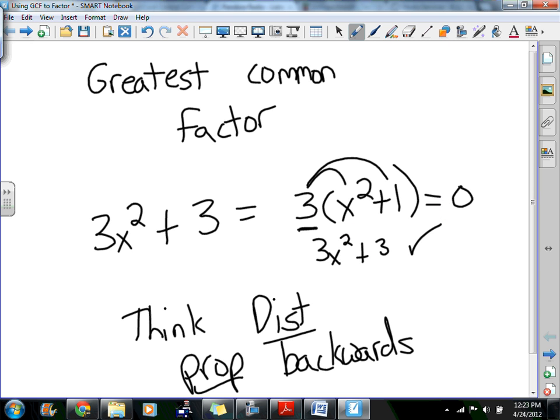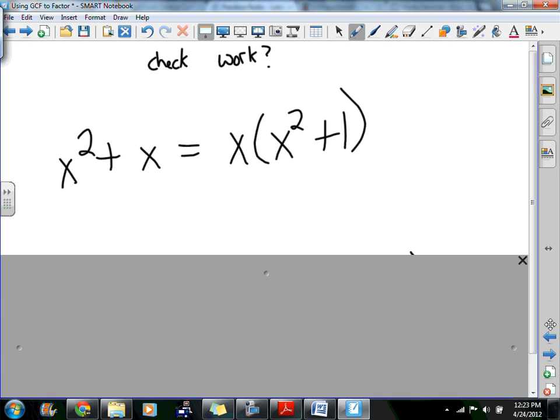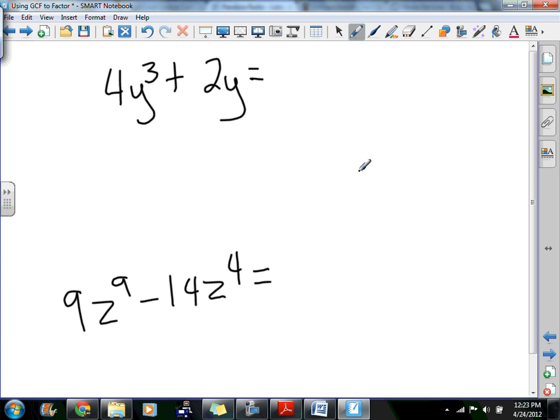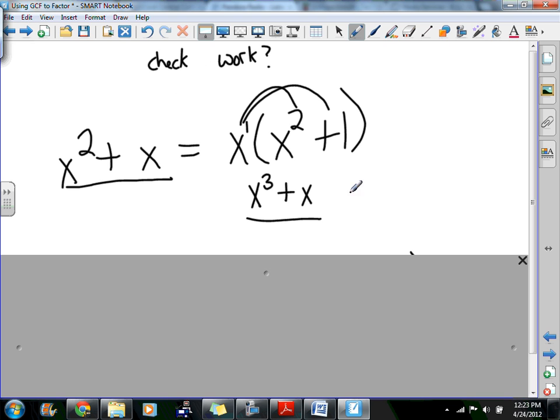Anthony, quiet please. Okay, so if we move on to these sections, in order to check our work, we started with this problem and I pulled out an x. I wanted to see if I did it right, so I just simply typed this back in. X times x squared is x cubed because there are 3 total x's here, and x times x to the first is going to be x. Since that is not what I started with, whoops, this is not correct.